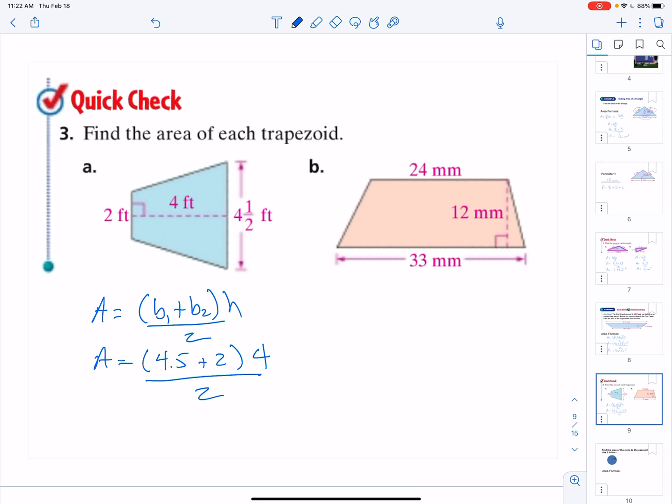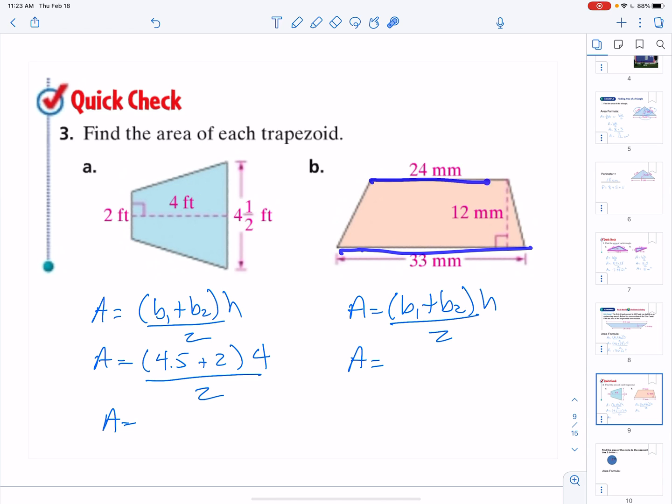And the other one, we would do the same thing. A is equal to B1 plus B2 times h divided by 2. In this case, it's more traditional. We've got a base that is 33. We've got a base that is 24. And it's touched by this right angle, which is 12. Those are my measurements. So 24 plus 33 times 12. Then divide that by 2.